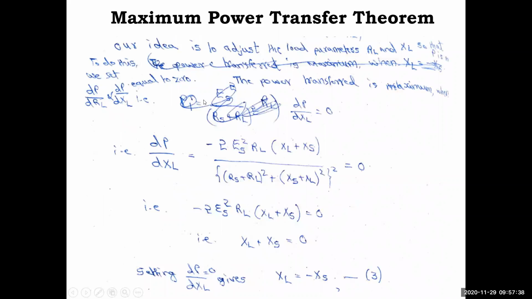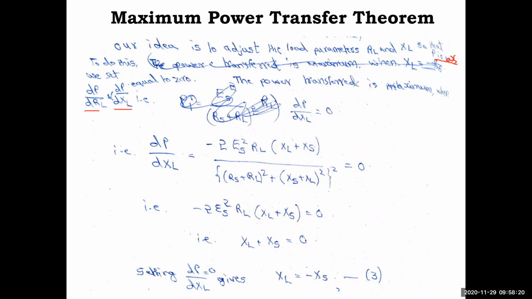So practically this is like a tuning circuit. When you tune it, you will see the maximum on the graph, right? But here in a mathematical way we'll do it like this. Our idea is to adjust the load parameters RL and XL so that power is maximum. So P means power, and P is maximum. For that we are adjusting the parameters RL and XL. To do this, we set dP by dRL and dP by dXL equal to 0. So one by one we are going to do that.